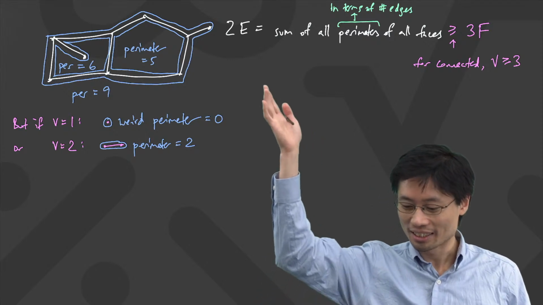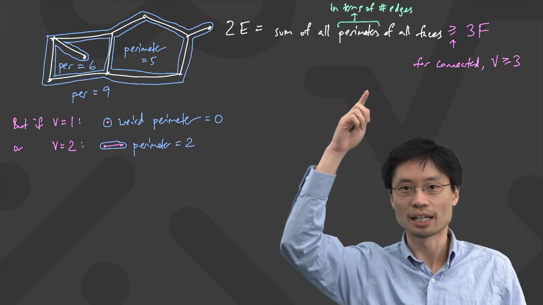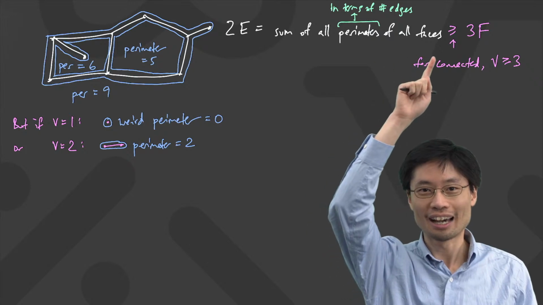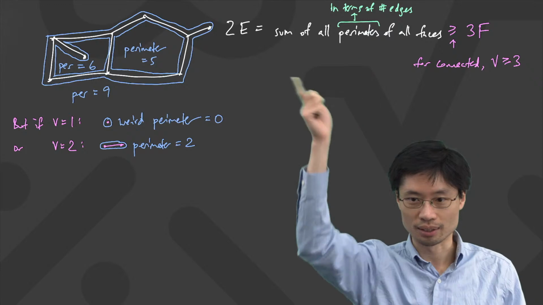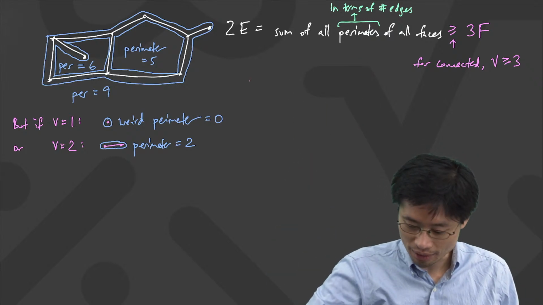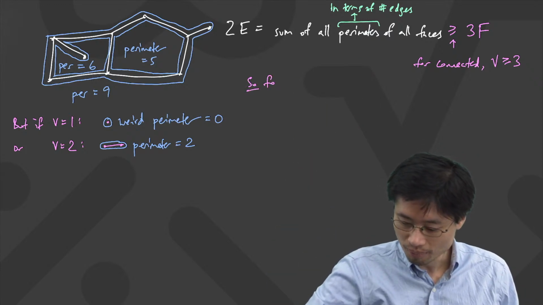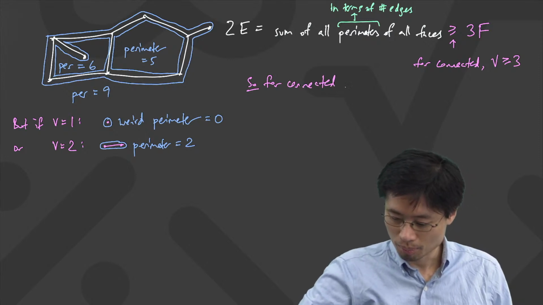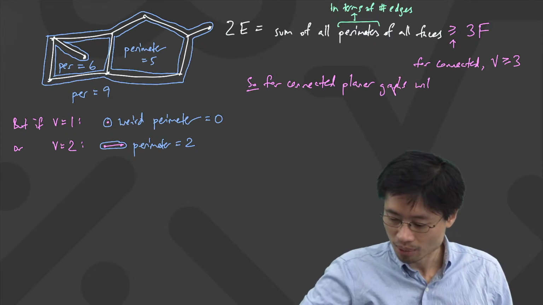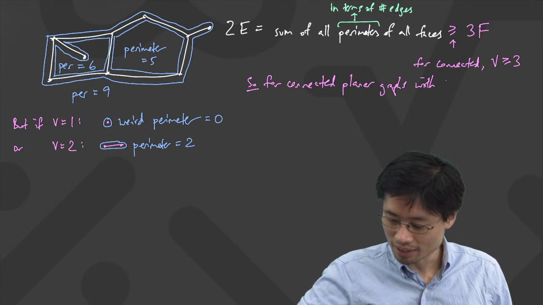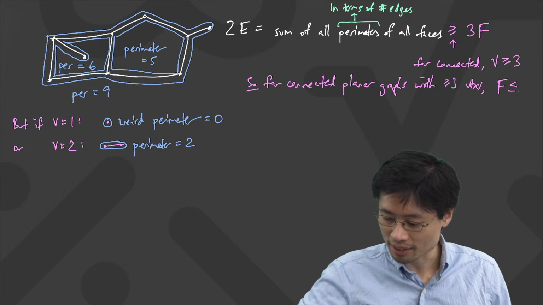So we have this thing, and now I can actually say something about f. Or rather, I can say f is less than or equal to 2/3 e. I mean, I can just move the 3 to the other side. So what I've just found out is, for connected planar graphs with at least 3 vertices, I know that the number of faces is less than or equal to 2/3 of the number of edges.